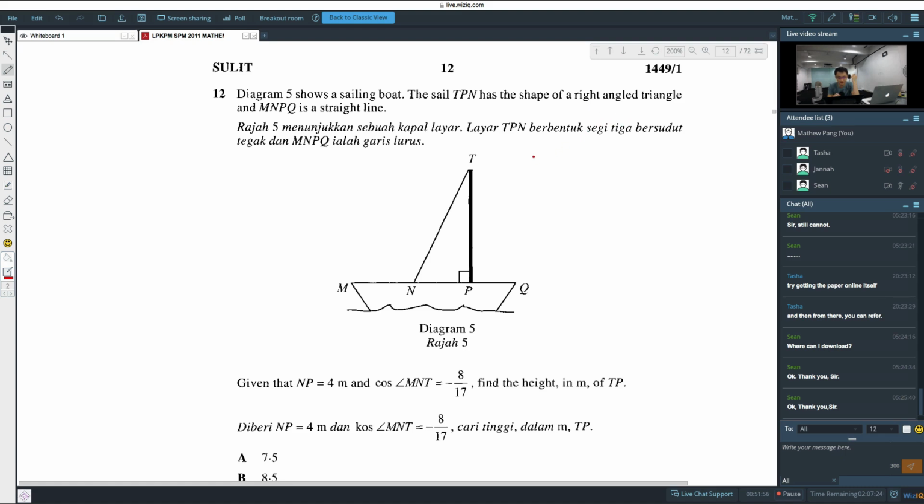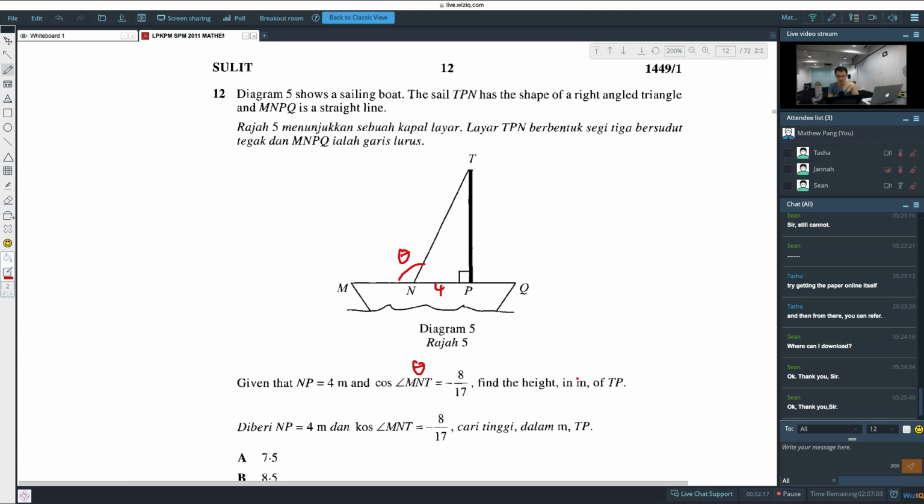So basically NP is 4 meter, so here will be 4 meter, and cos of angle MNT, that means this one, I call it angle. This angle is negative 8 over 17. Find the height of TP.